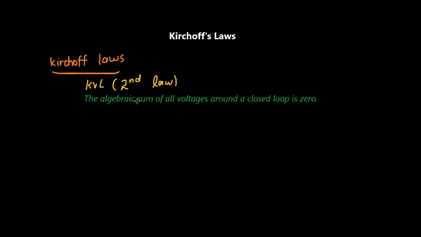The second Kirchhoff law is KVL or Kirchhoff voltage law, which states the algebraic sum of all the voltages around the loop is 0. Alternatively, we can write sum of voltage drops is equal to sum of voltage rises.